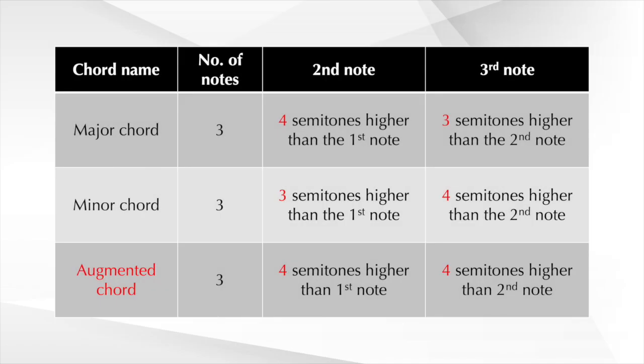Next, let's take a look at augmented chords. Similarly, the steps to finding the notes in augmented chords are the same, and the difference lies only in the number of semitones. For augmented chords, the second note is 4 semitones higher than the first note, and the third note is also 4 semitones higher than the second note.